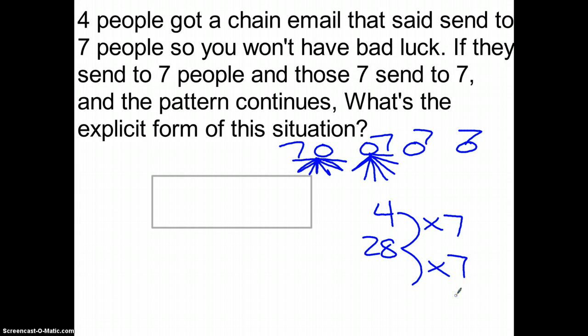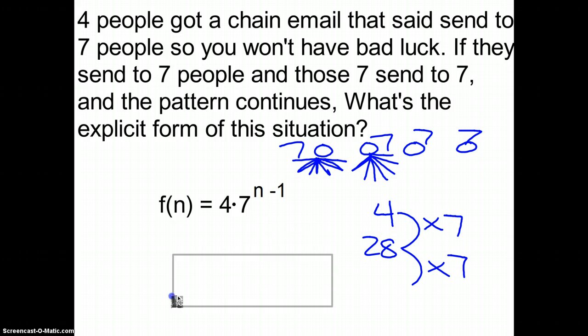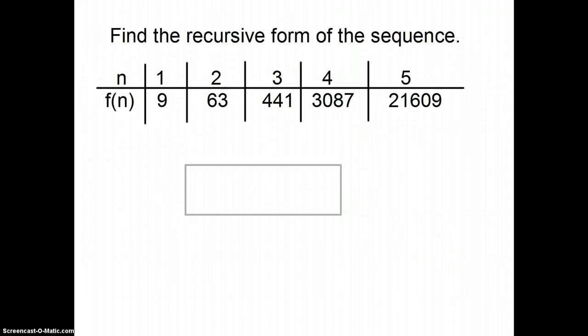So this is geometric. So if we want the explicit form, we're going to start with the first term, which is 4. It's multiplying by 7. And repeated multiplication is exponential, or you use exponents. So it's n minus 1 as an exponent.